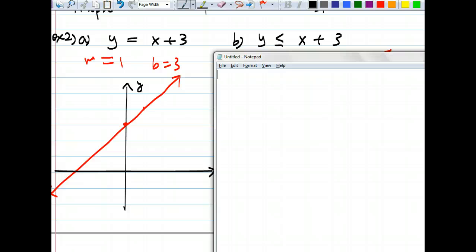Let me ask you this question. Look at example 2B. Raise your hand: how many people think that example 2A is included in example 2B? In other words, all the points on this line, all these solutions, all these ordered pairs, do they belong to example B? How many people think that is true? That's right. Why is the solution of A included in B? It says less than or equal to. That's correct. So if I'm just graphing the equal to part, wouldn't it be this line?